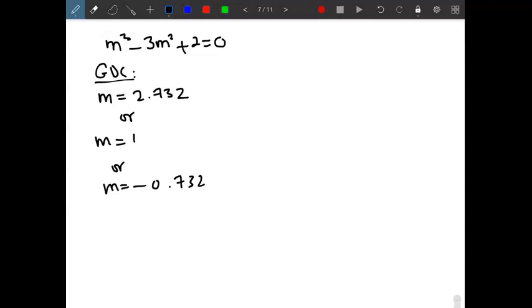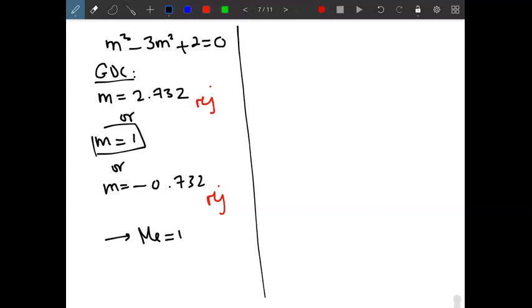Now, these are rejected because they're outside the interval we're working in. Remember, we're working between 0 and 2 here. Otherwise, the probability density function is 0. So, in fact, the median is 1. So, the median is equal to 1.